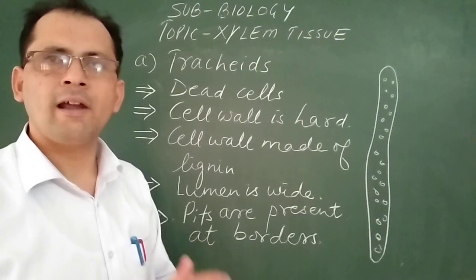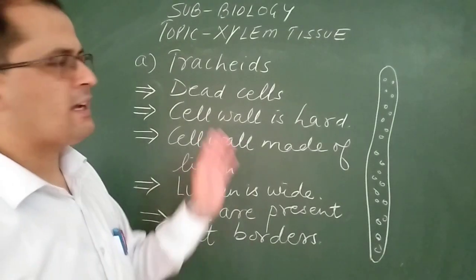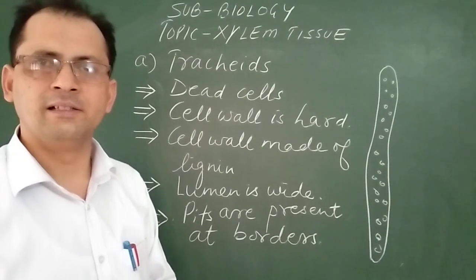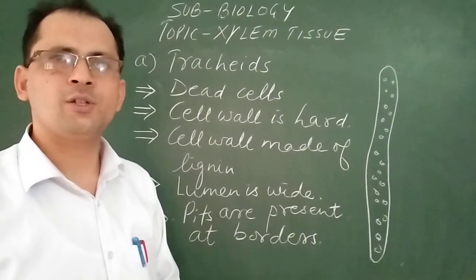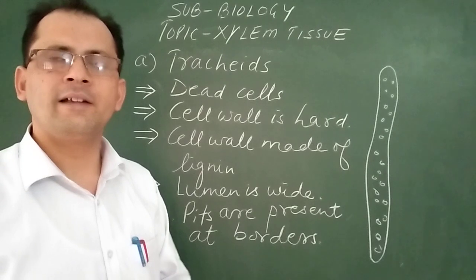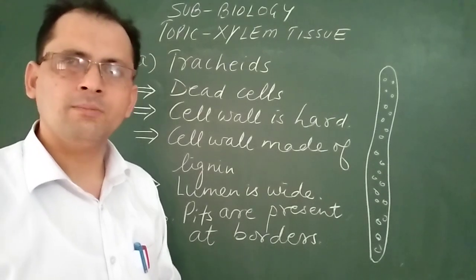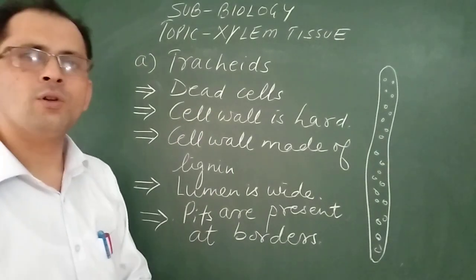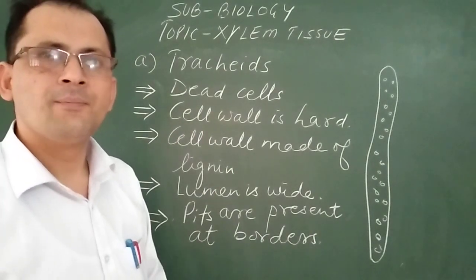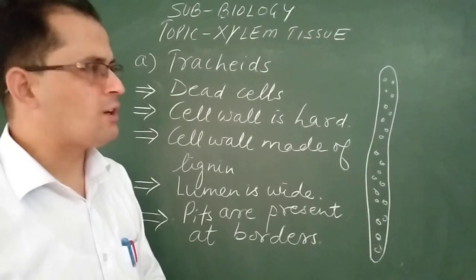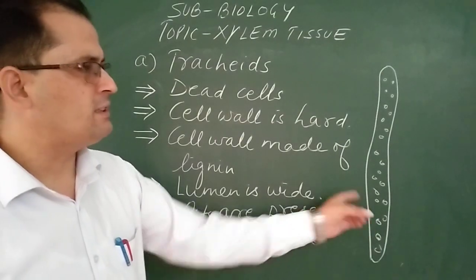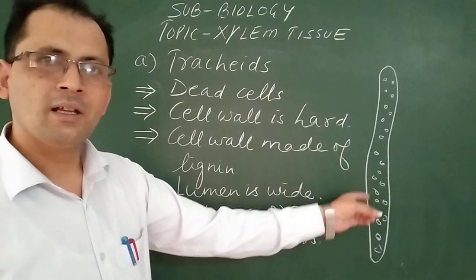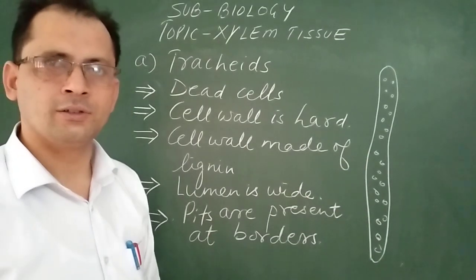Now let us see this tracheids, it is composed of dead cells. As I told you, the xylem tissue basically is made up of dead cells. Exception will come, that we will discuss later on. So tracheids are made up of dead cells, and these are long tube-like structures which you can see here. I have drawn the diagram here.